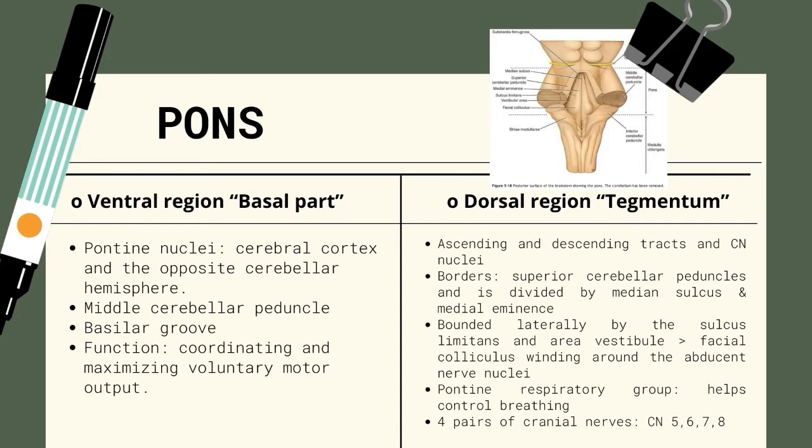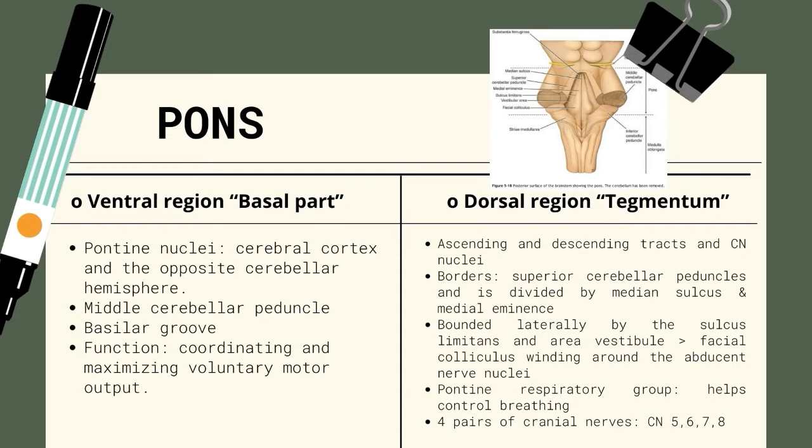Okay, so you can also see there your pontine respiratory group, in which it helps you control your breathing. Okay, so remember, your pneumotaxic center is located in your upper pons, and your apneusic center is located in your lower pons. Okay, so you can say that your pons will help you control your breathing.